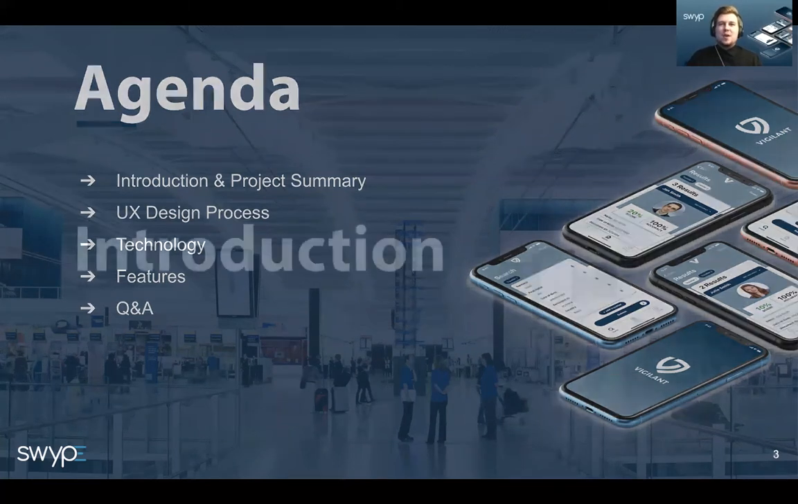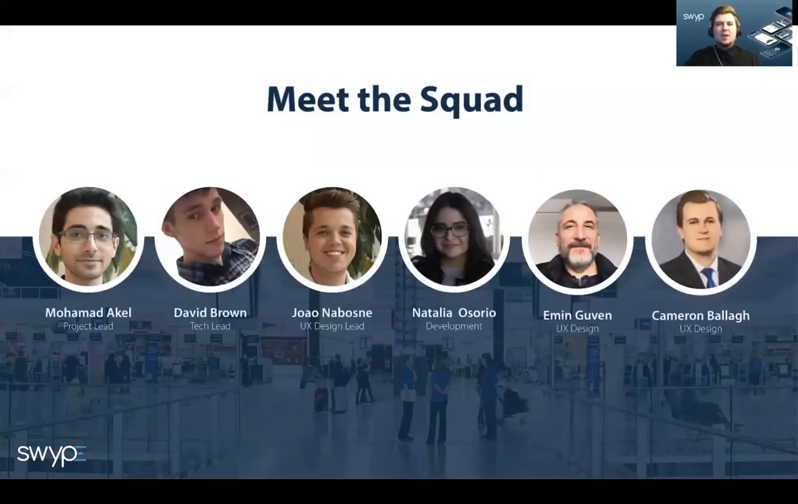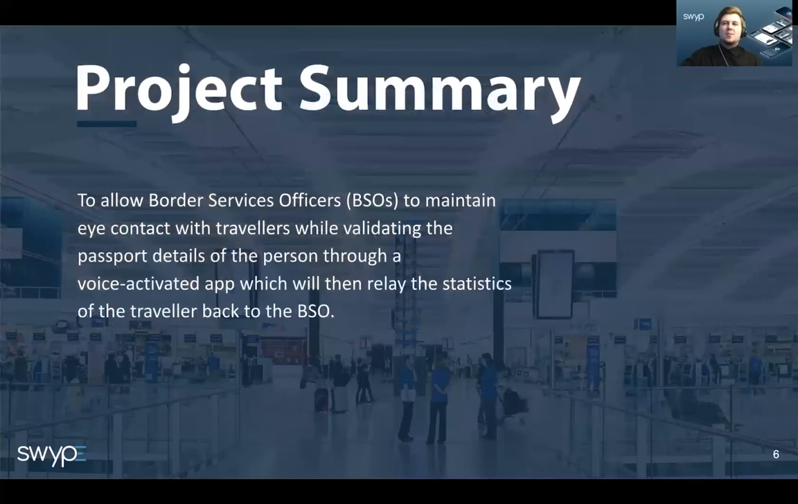We are Swype Team, and we're responsible for making the Vigilant app. Here are all the members of Swype Team, as well as our primary roles in the group. So we can move on to our project summary. What is the Vigilant app? The Vigilant app is made to allow border service officers, or BSOs, to maintain eye contact with travelers while validating the passport details of the person they're interviewing through a voice-activated app that will then relay the statistics of the traveler back to the BSO.